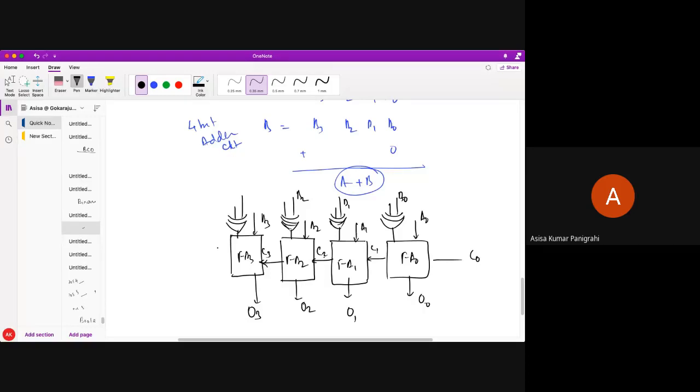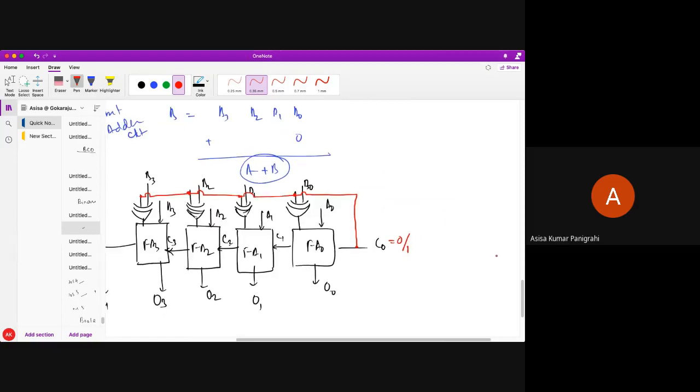This goes through the XOR, which is B3, and finally this gives me C4. Now tell me what would be my design. So what I will do here, I'll just connect all this with carry, and I am going to give here either 0 or 1. If C0 is 0, it will perform what, students? Adder operation. If C0 is 1, it performs subtractor operation.